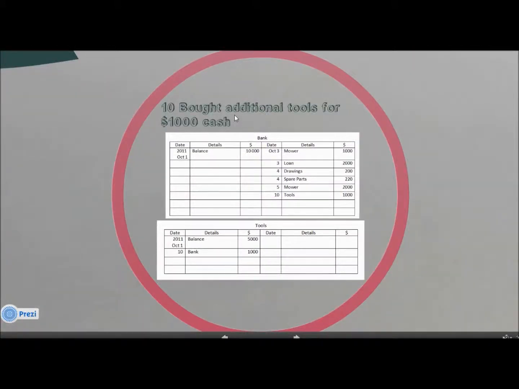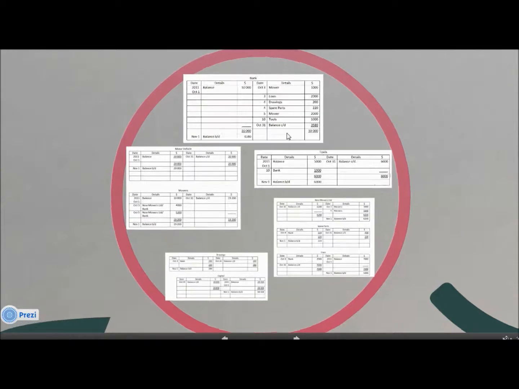The next is bought additional tools for 1,000 cash, and it's tools and the bank. The tools is on the debit side and the bank is on the credit side. So we add 1,000 on the bank and 1,000 on the debit side of the tools. Then let us add them together.